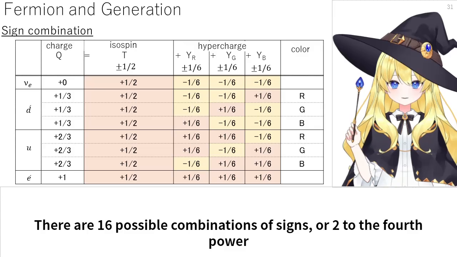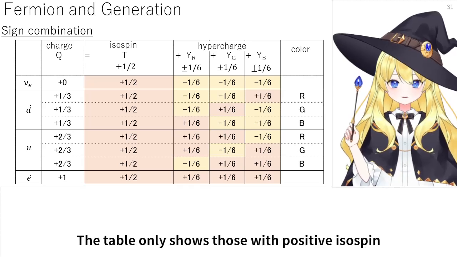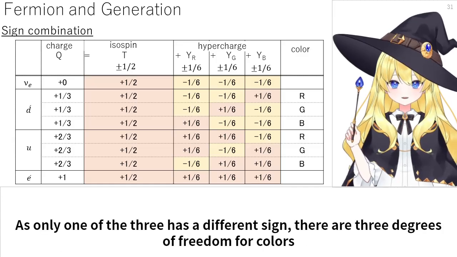There are 16 possible combinations of signs, or 2 to the 4th power. This corresponds to the first generation of quarks and leptons. The table only shows those with positive isospin. Leptons have 3 matching 1/6 signs, while quarks do not. As only one of the 3 has a different sign, there are 3 degrees of freedom for colors.